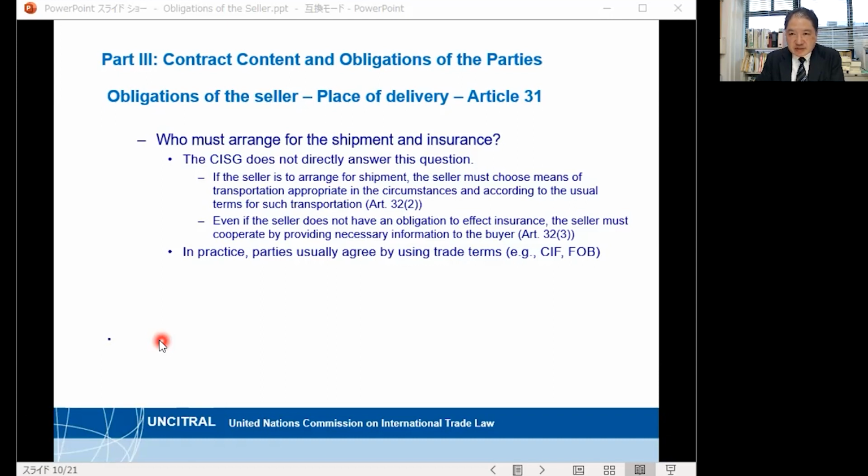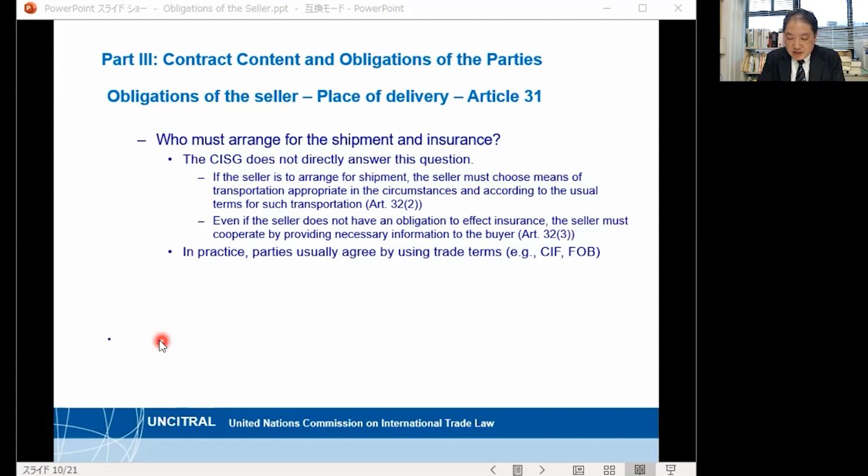So the CISG does not clearly state whether the seller has an obligation to arrange for the shipment of goods or whether it is the buyer's responsibility. In my humble opinion, the default rule is that the buyer must arrange for the shipment, because Article 32, paragraph 2 begins with "if the seller is to arrange for shipment," indicating that that is not the default position of the CISG.